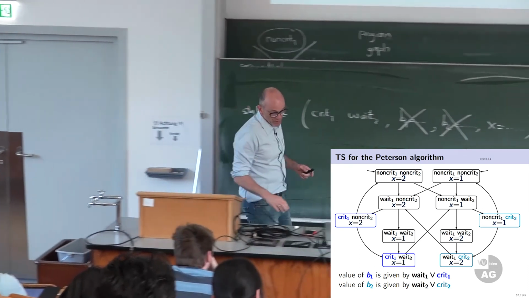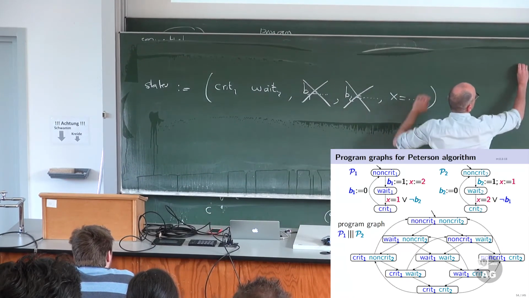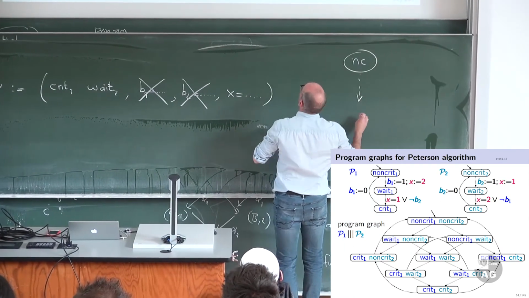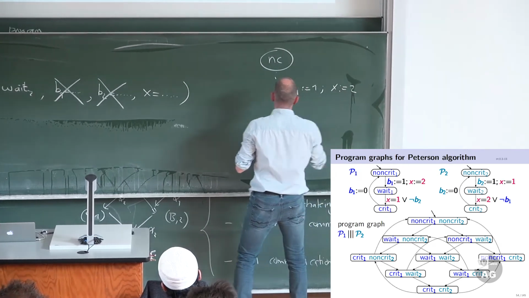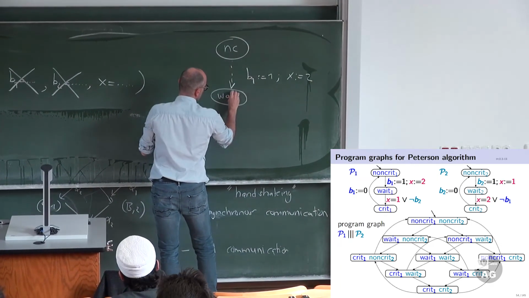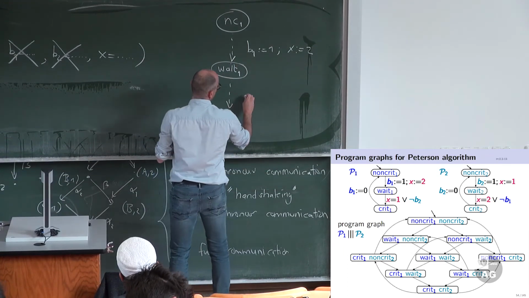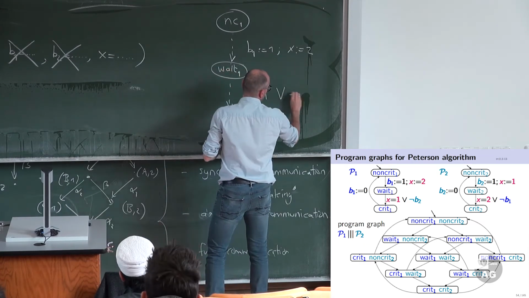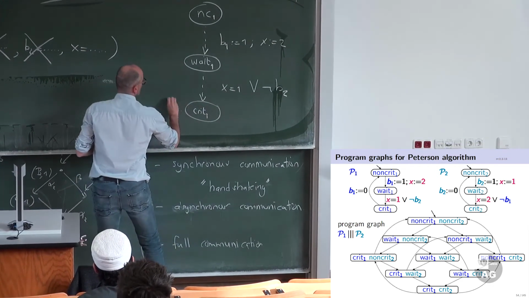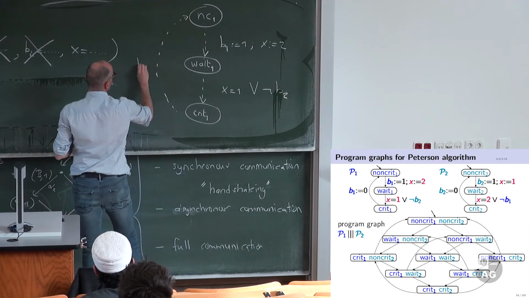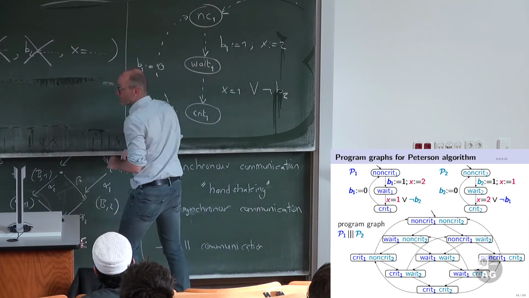What does that mean in terms of the program graph? Well, maybe we should take this program graph on the board. So this was the program graph for P1, right? We are non-critical. Then we can move here and we set B1 becomes 1 and X becomes 2. Now we are in the wait. This is 1, this is 1. Now we're in wait 1. Here we have X is 1 or not B2. Here we are in crit 1, and we can move back by saying B1 becomes 0. And here we start. Yeah, so this was the program graph for P1.